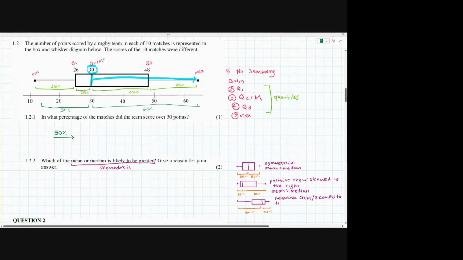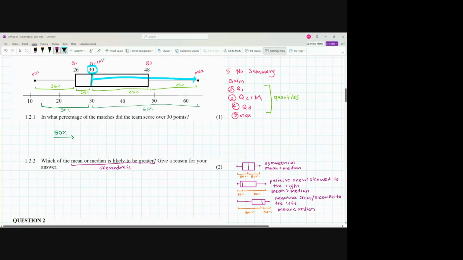To the left, and again, if you think of it in terms of your mean, what that means is that your mean is being pulled down, so it'll be less than your median. Now, knowing all of that information is going to help us answer this question. If we did not know any of this information, answering this question is going to be a whole lot harder.